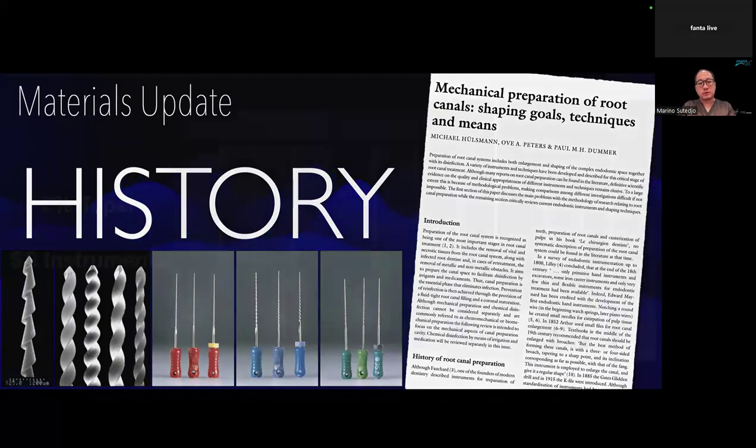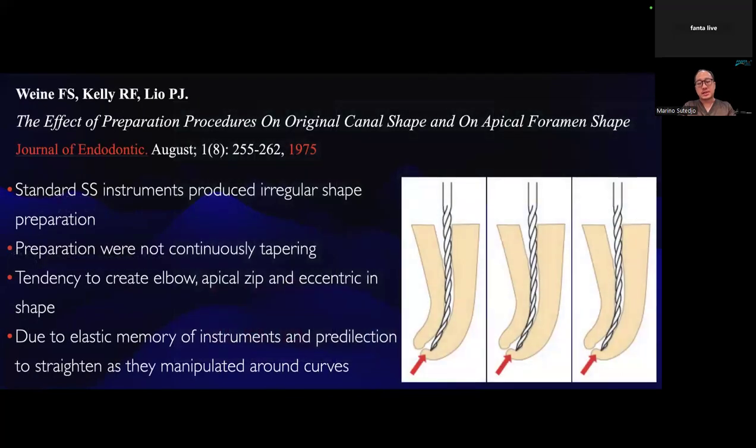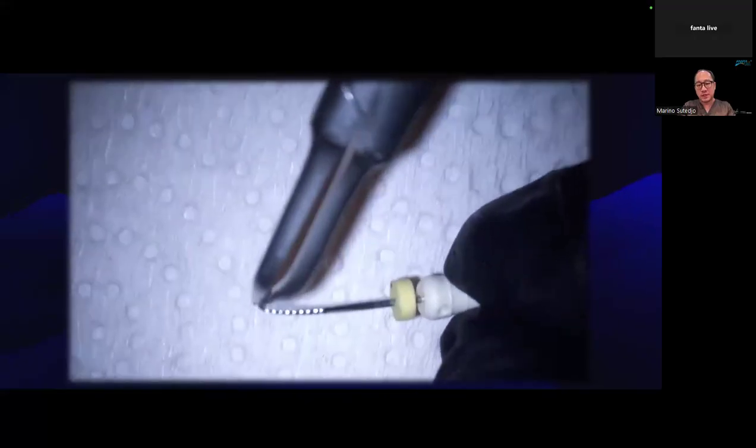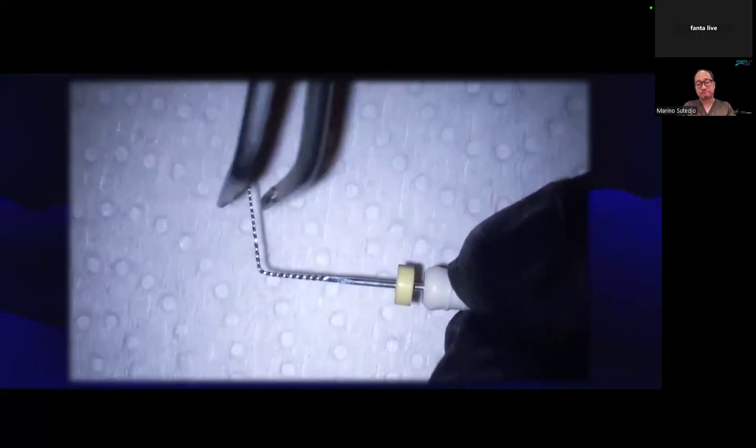If you see the history of our instruments, we all started with 2% stainless steel instruments, either a K file, reamer, or Hedstrom file, but the material is the same, stainless steel. And we used them in many movements, for example step back, crown down, and balanced force techniques. But we know for sure these stainless steel instruments have some limitations. If you try to bend this K file number 15, it can be bent, but it stays in the bent position, and you can see how stiff this file is.